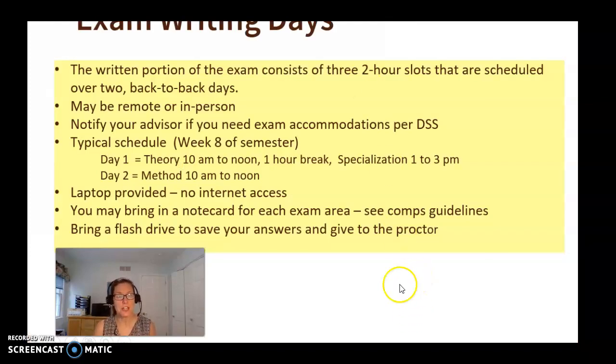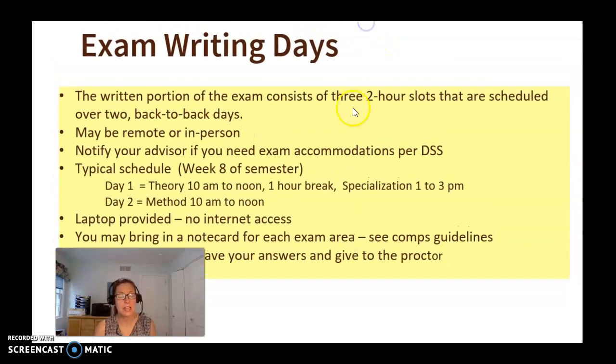Okay, students often have a lot of questions about exam writing days, so I want to overview that in a little more detail. The written exam consists of 2 back-to-back days and 3 2-hour time slots on those days. It can be remote or in person, and that's something that you need to talk with your advisor about. And you need to notify your advisor if you have any testing accommodations that have been approved by the Disabled Student Services Office at Western.